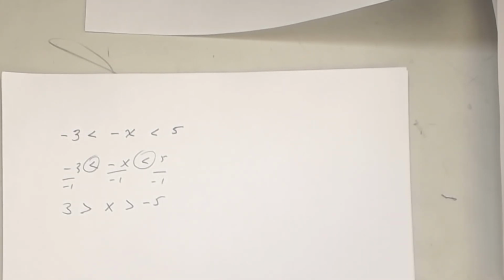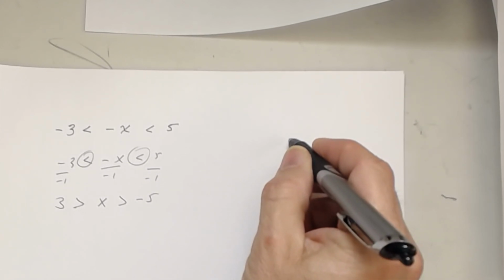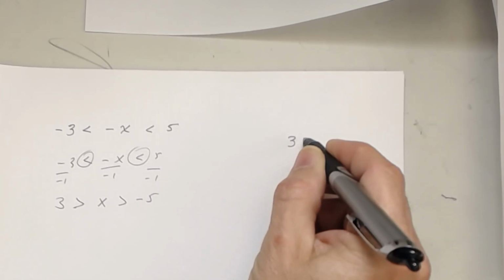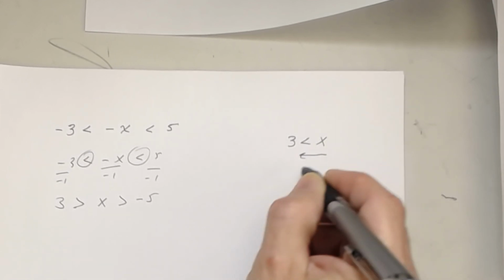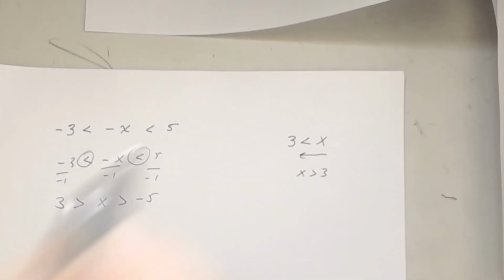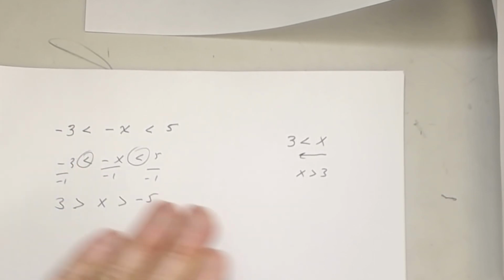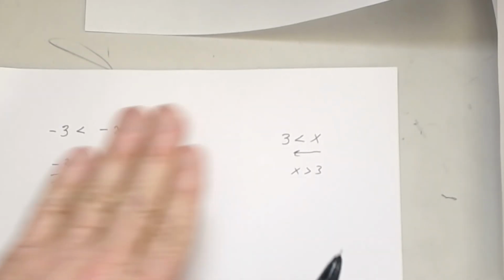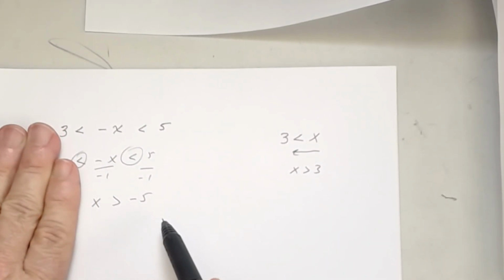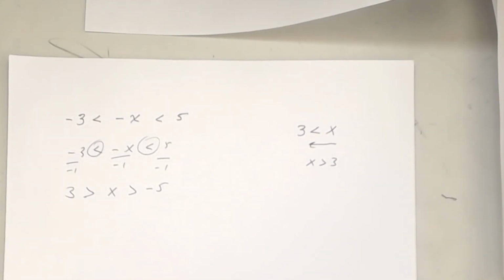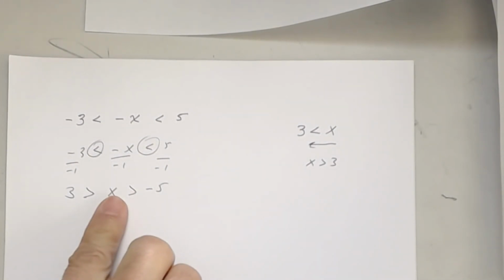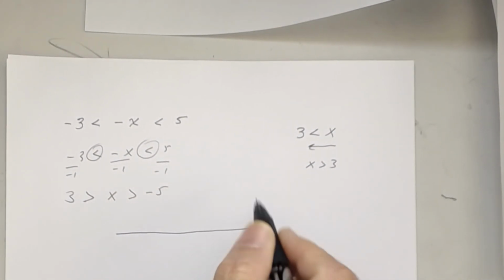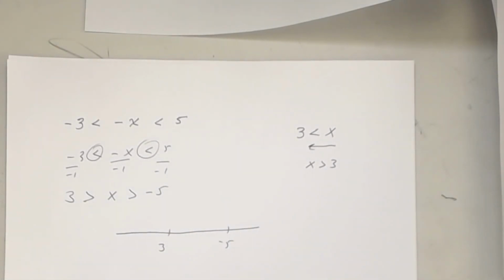Now remember this. 3 is less than x means the same thing as x is greater than 3. We talked about that a while back. So 3 is greater than x means x is less than 3. X is greater than negative 5 means negative 5 is less than x. Here's where some of you can get tripped up. You're going to say, I've got x in the middle, so I'm going to put these on the number line, and you're going to do 3, negative 5. That is not correct.